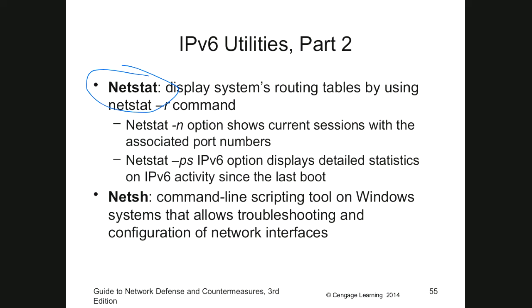The netstat -s IPv6 option displays detailed statistics on the version 6 activity since the last boot. So if you shut down, if you just went to sleep, if you were hibernated, activity associated with IPv6 is still being logged and can be pulled up with the netstat command. If you shut down and reboot, netstat is going to bring you up those details from the last boot. So that's on Windows systems, it's different on others. They have them for Linux and Mac, but predominantly we're talking about Windows.